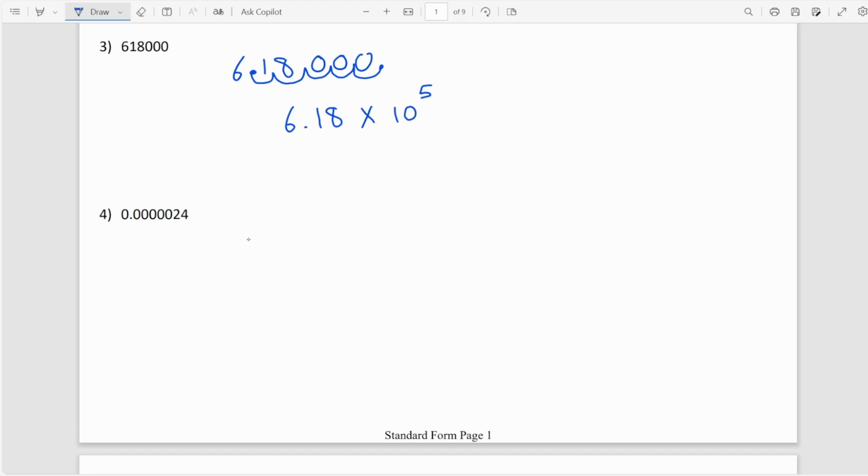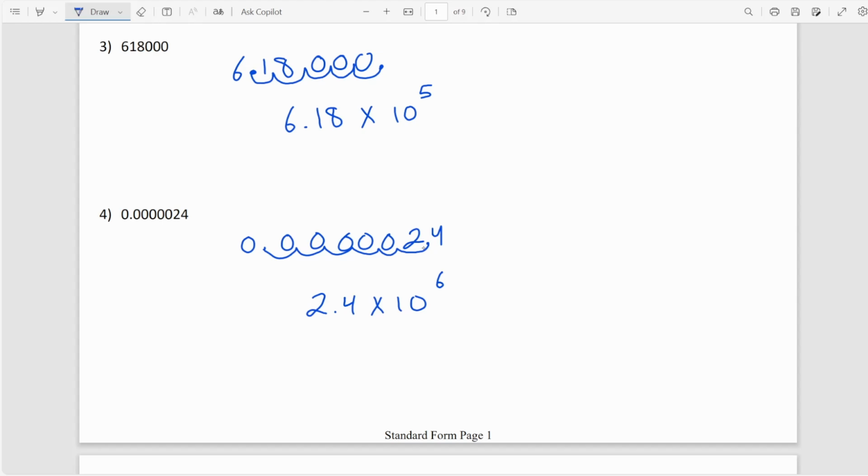We have 0.000, and another 2 zeros, and a 0, and a 2, 4. All right. So we have 5 zeros and 24. And now I'm going to again move the decimal point so that I have a number between 1 and 10. So 1, 2, 3, 4, 5, and 6. We'll have 2.4. And we will multiply this by 10 to the power of 6 because we moved 1, 2, 3, 4, 5, 6 times.